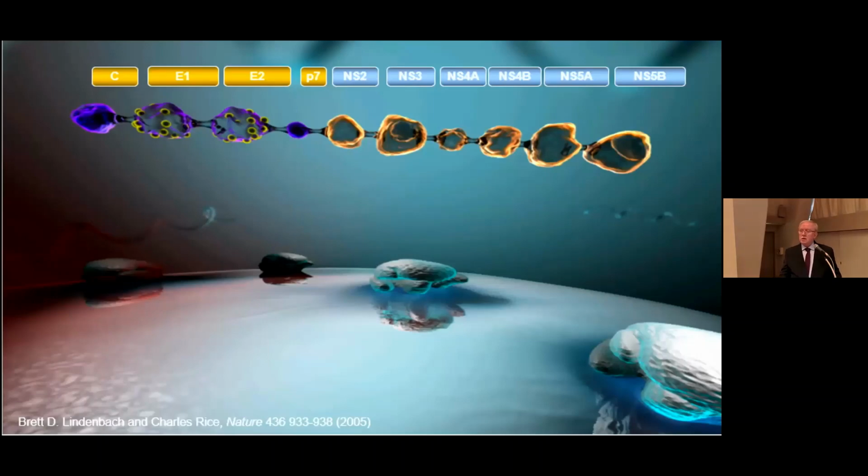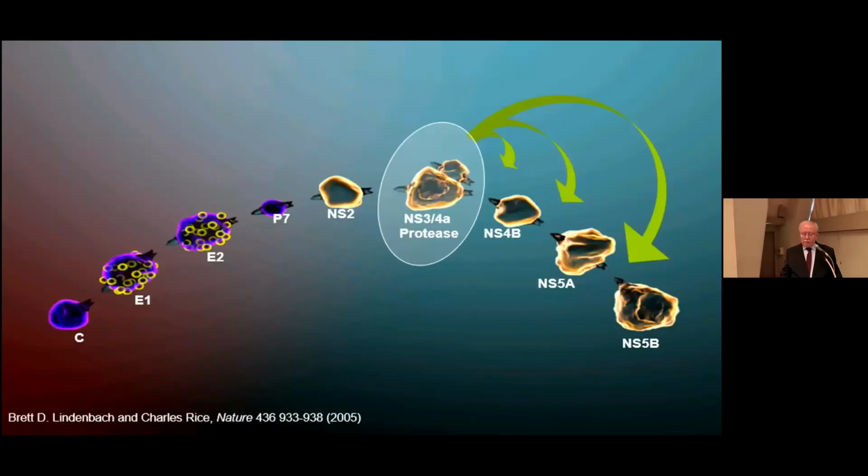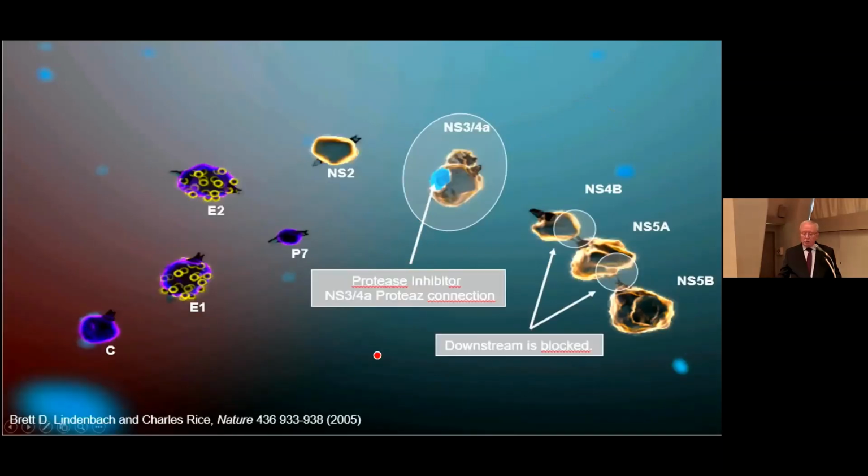As you know, the hepatitis C RNA encodes several proteins. First, structural proteins like core, envelope 1 and 2, and P7, and non-structural proteins NS2, NS3, 4A, 4B, 5A, and 5B. For replication, they need protease. As you see here, the protease enzyme breaks down the other proteins like NS4B, 5A, 5B. So if a protease inhibitor connects to NS3/4A, then the breakdown cannot be realized, and replication will be stopped.